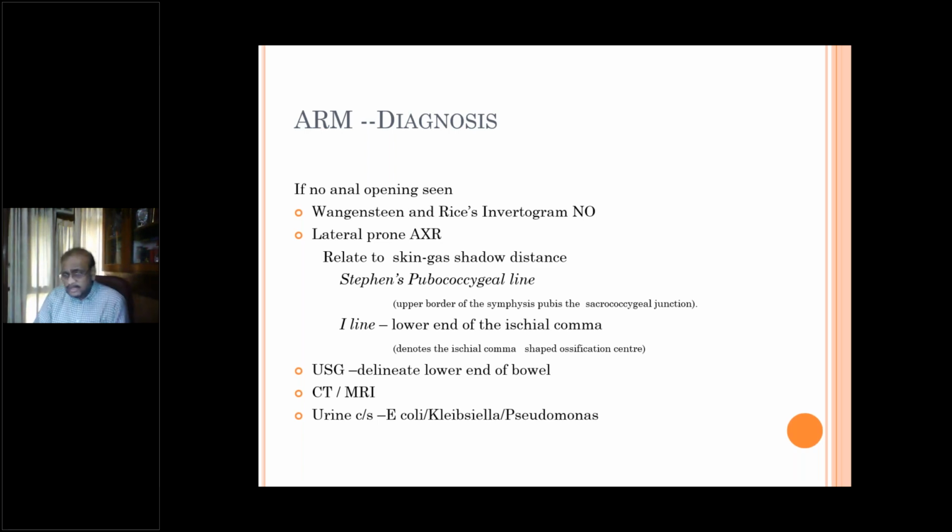Should it be done? No. It sends a lot of blood supply to the brain and it is known to damage the supply to the brain. And that is why normally you should not do an invertogram. So what else can you do? Basically, what you're trying to look at is the gas shadow, the terminal most part of the bowel as related to the radiopaque marker, which is basically the site of the anus.